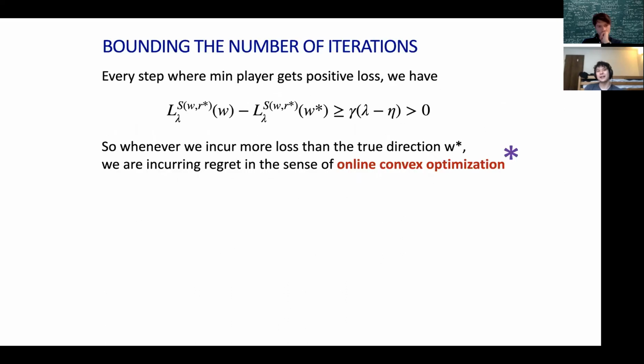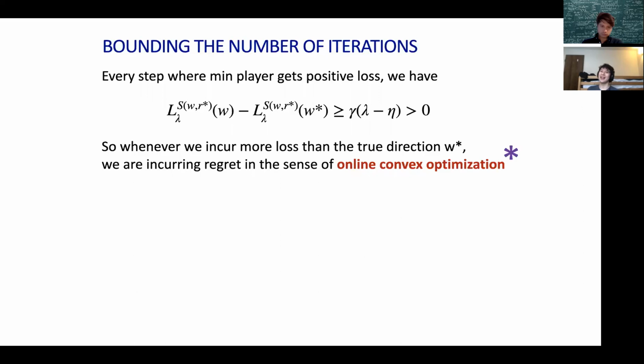Okay, and so basically, what's the point? We know from the first lemma, W star has significantly negative loss, and so every time that we get a positive loss for W, the leaky ReLU loss of W is positive minus something that's very negative. So the gap in performance between W and W star is very big. And those are convex losses.